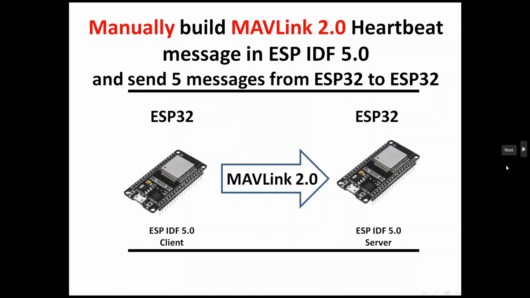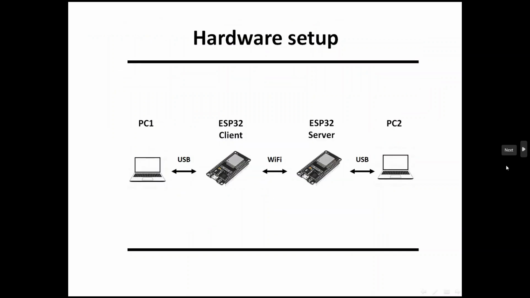So we will see the complete understanding of the MAVLink heartbeat message, which will enable us to communicate with a vast number of different systems. Our setup here is pretty standard. We have two ESPs which communicate via Wi-Fi, sending messages in a client-server socket architecture, and we have a USB connection of PC1 to the first ESP and PC2 connected to the second.